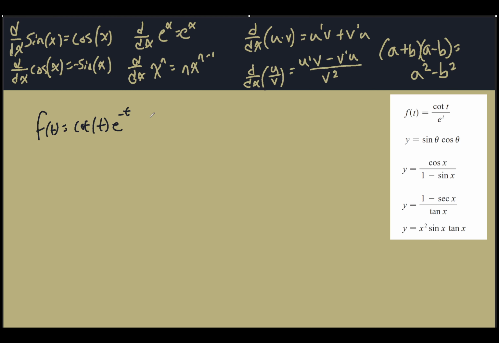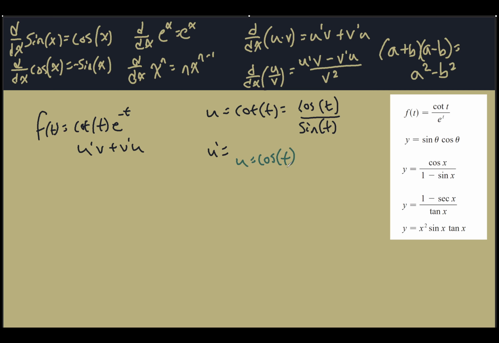Now we're going to be doing the product rule to find the derivative, u prime v plus v prime u, so let's come over here and write them out. Our u is cotangent of t, which is the same as saying cosine of t over sine of t. I think we're all in on this, right? So we know that. Our u prime, however, means that we need to do a quotient rule. We need to do these separately. So I'm going to make a new u, which is cosine of t, and I'm going to make a new v, which is sine of t.